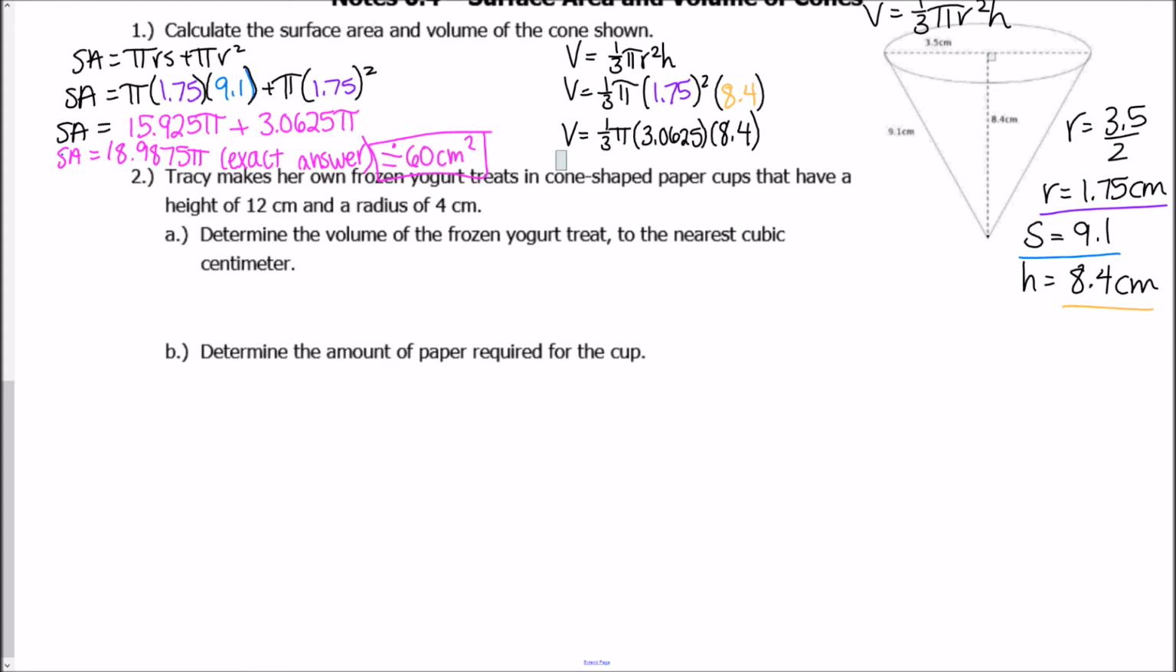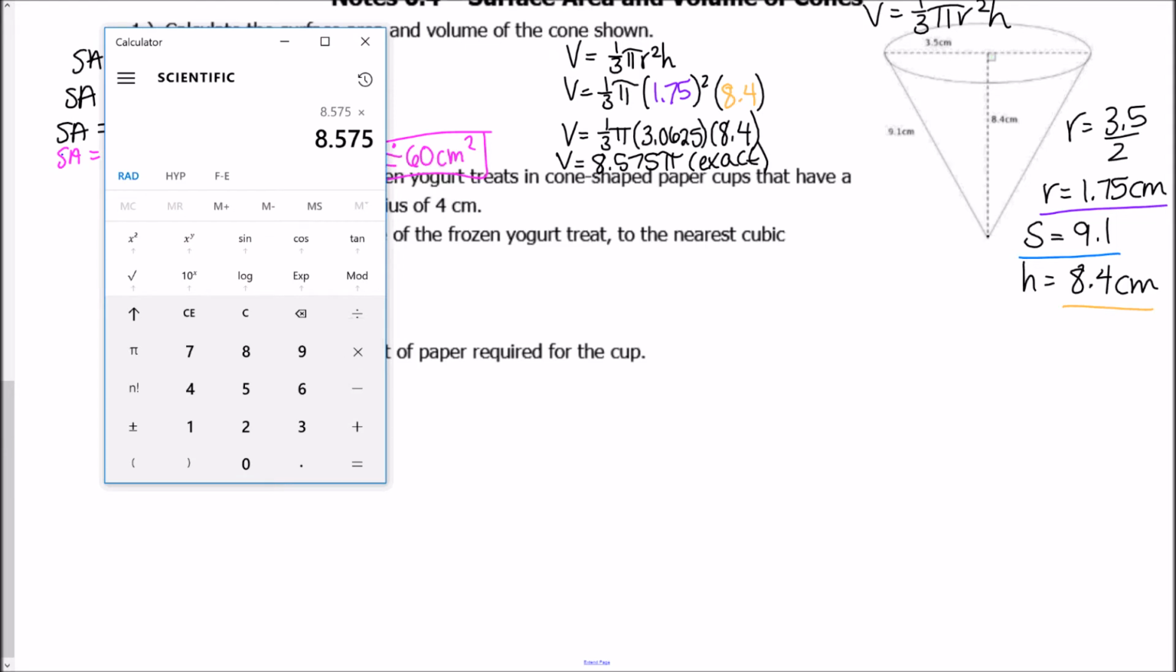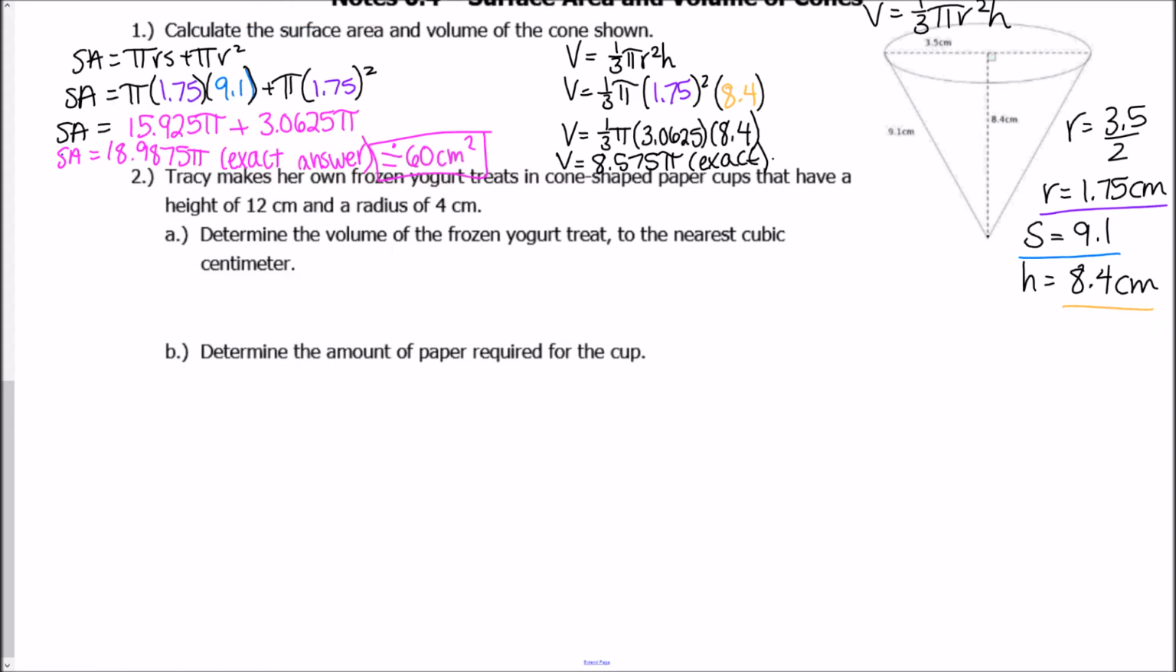So that means that the volume, the exact volume, is 8.575 pi, and that would be, again, our exact volume because we didn't do any rounding yet. Multiply that value by pi, and I end up getting 26.939. When I round it, it ends up being about 27 cubic centimeters. So this becomes approximately 27 cubic centimeters.